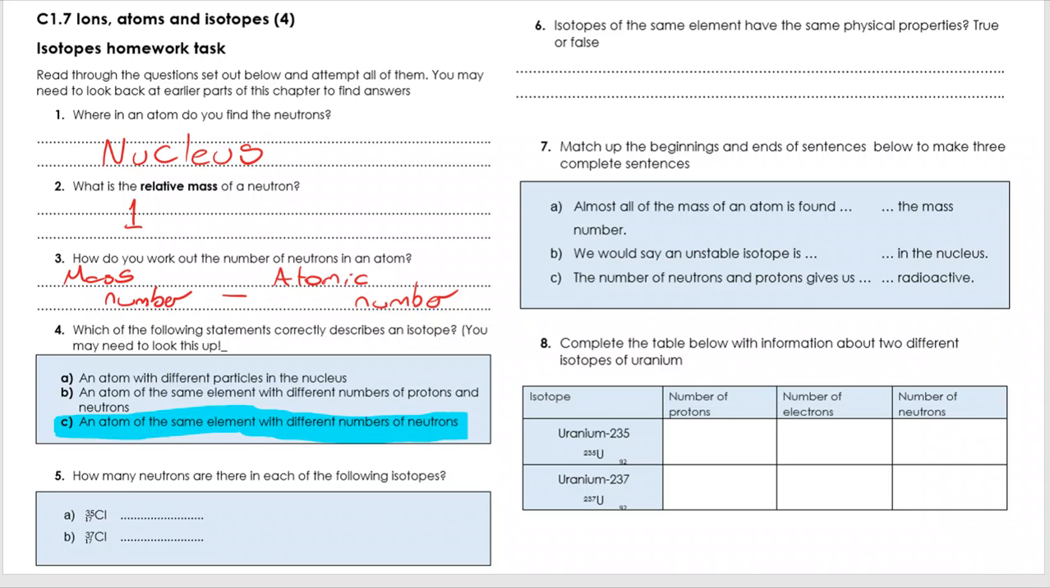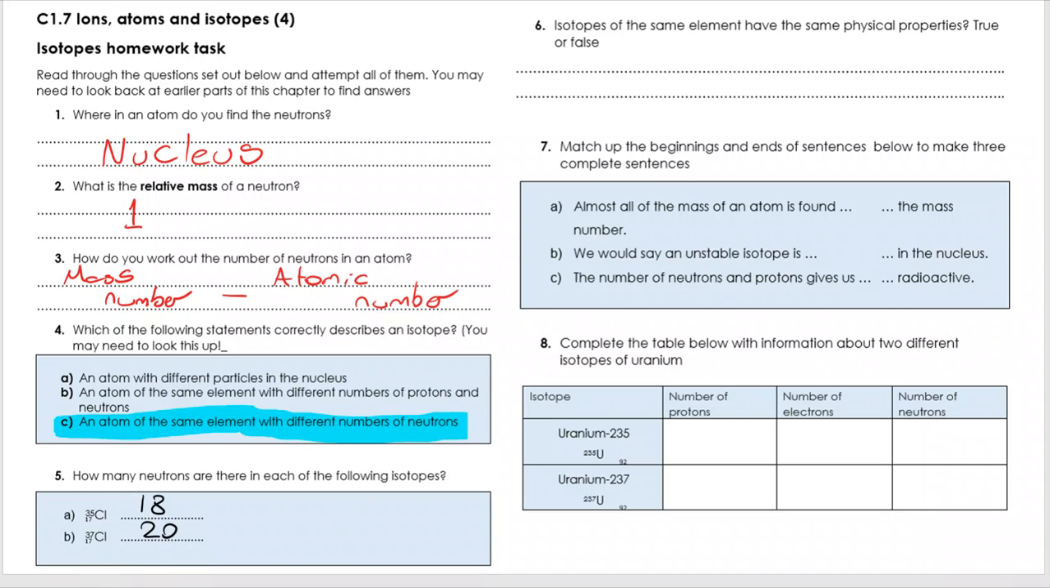We have got here chlorine with a mass number of 35 and chlorine with a mass number of 37. In both cases, there are 17 protons, so how many neutrons are there? Well, in the first one, 35 take away 17 means we have 18 neutrons, and in B, 37 take away 17 is 20 neutrons.